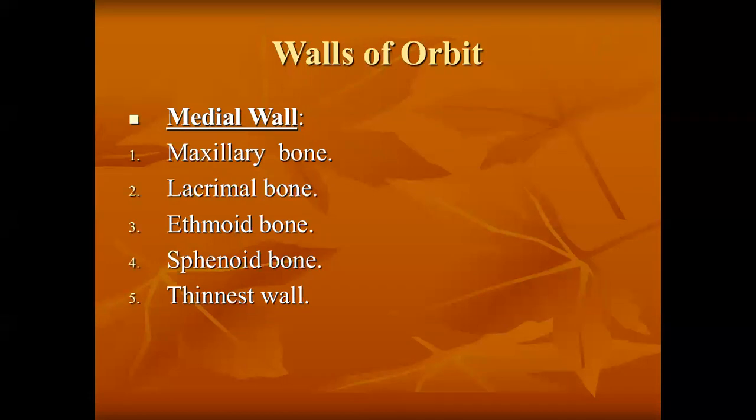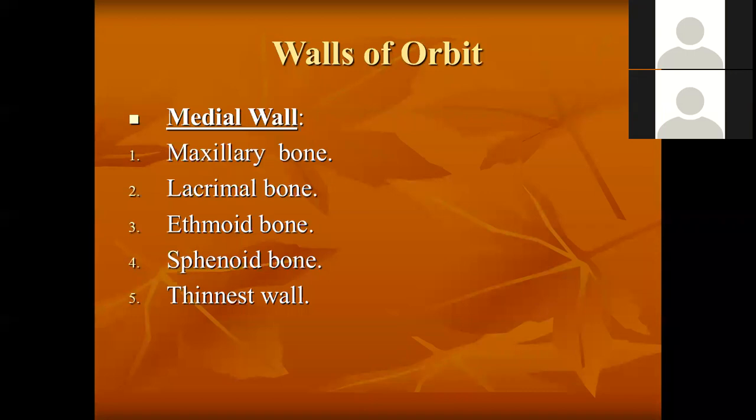So these are some of the clinical implications of the damage to the orbital walls, and they can be understood only and only if you know the basic anatomy of the orbit.